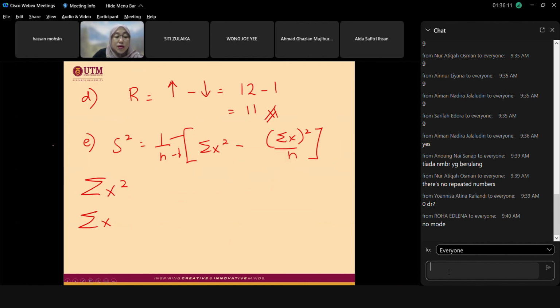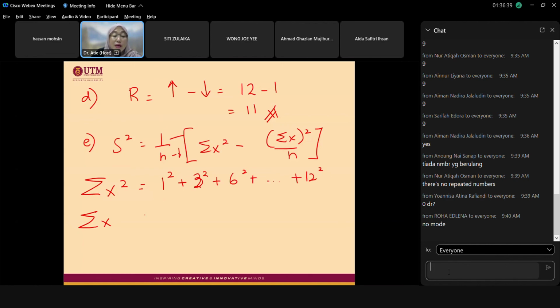Okay, for sum of x squared, you need to square the number first. Square 1, plus, do we have 2? Yeah, 2. Okay, we don't have number 2, we have 3, plus 6 squared, and so on until we have 12 squared. So you need to add all these up, right?